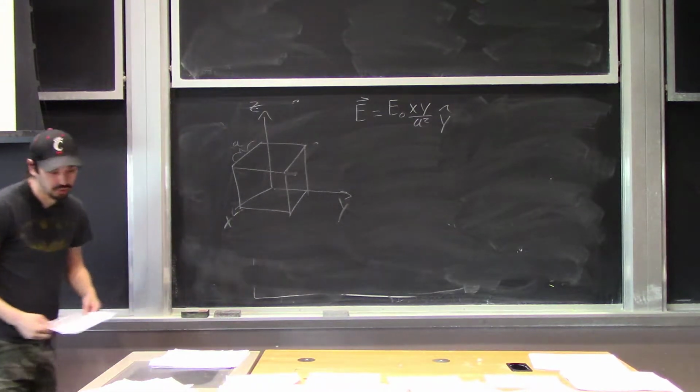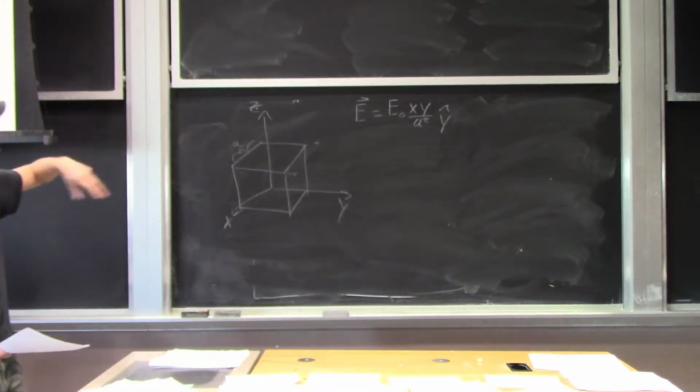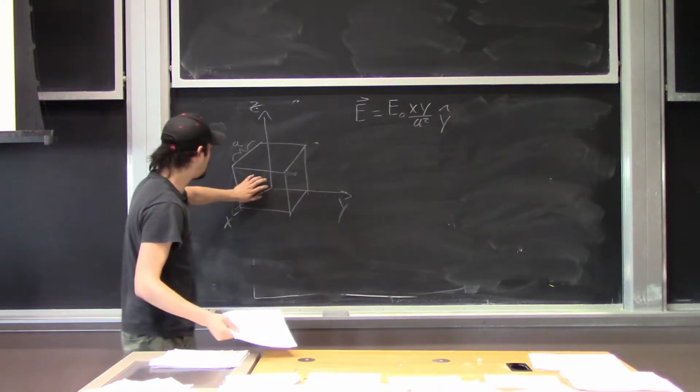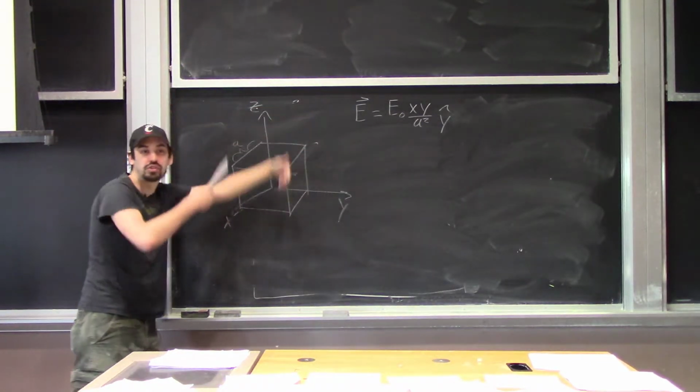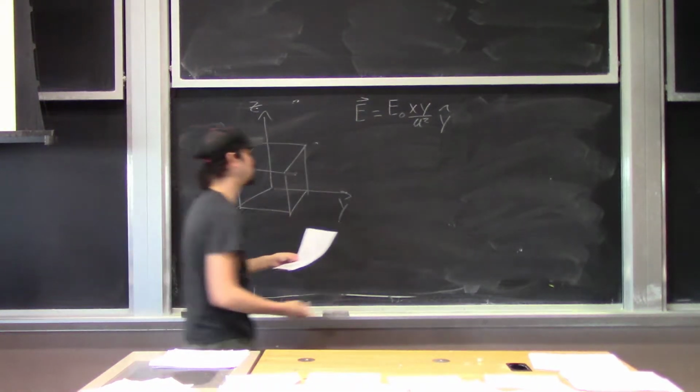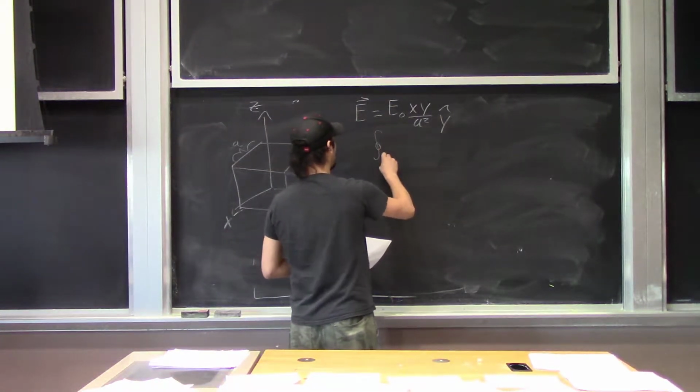What we need to do in order to find what the total charge contained in this cube is, is to find what the flux is out of all of the surfaces and then add them up. That's really what this integral over the closed surface means.